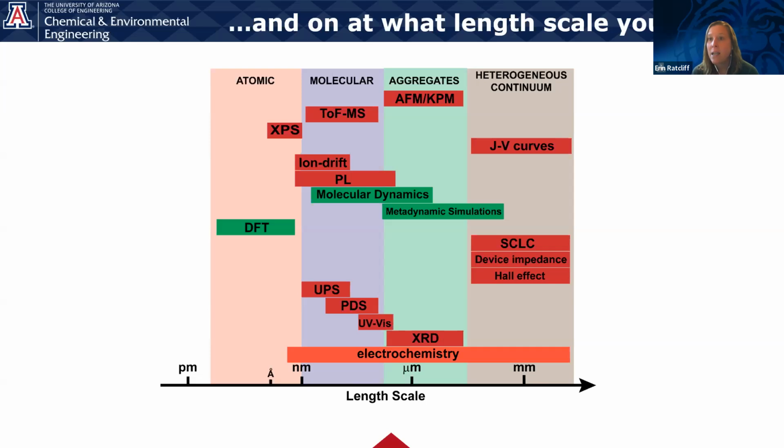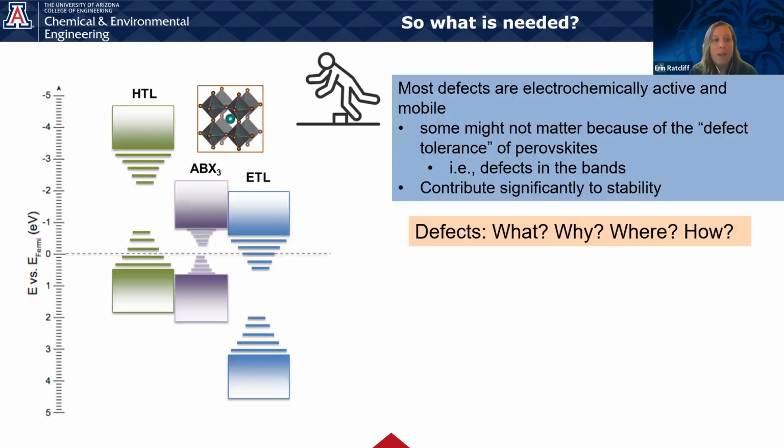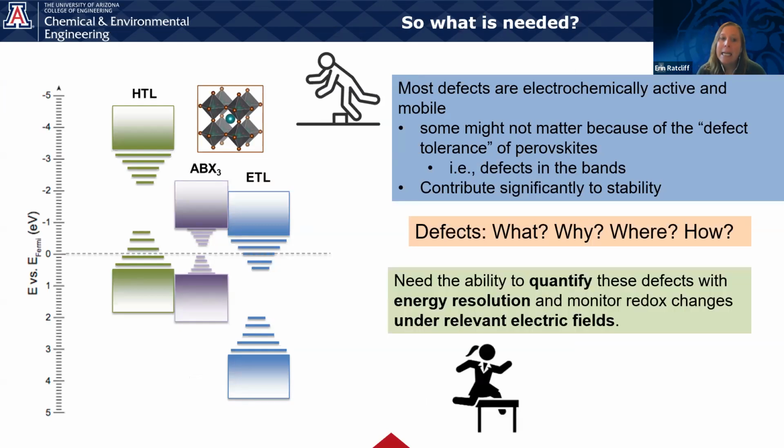So we have defects that we would like to measure, and if we want to connect this to device performance, what we really need to do is answer the very simple questions of what's the origin of the defects, why are they there, where are they on this energy scale, and how many are there? Those questions are simple to ask, but very, very difficult to find out. What we really need is an ability to quantify the number of defects with high energy resolution, less than 10 millielectron volts, and monitor these redox active defects under device relevant electric fields. So that's what I'm going to tell you about today, how we do this in my group.